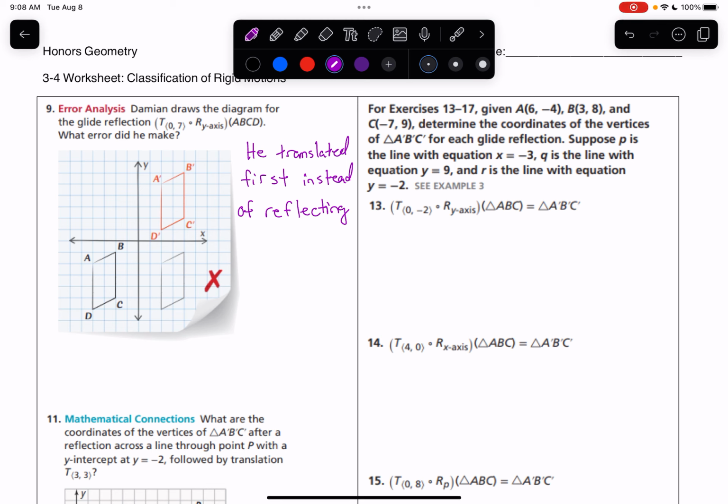And then he translated again. And he didn't do a reflection at all.